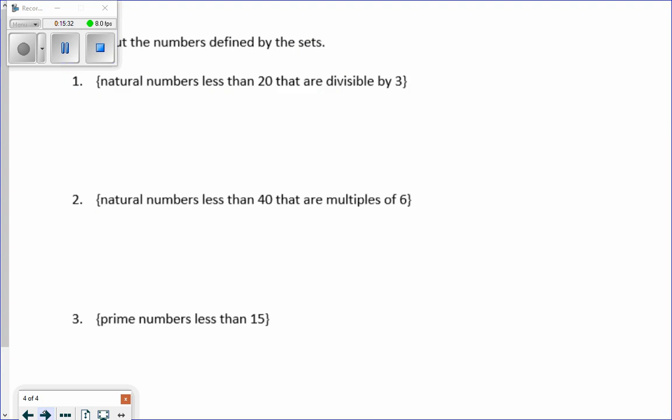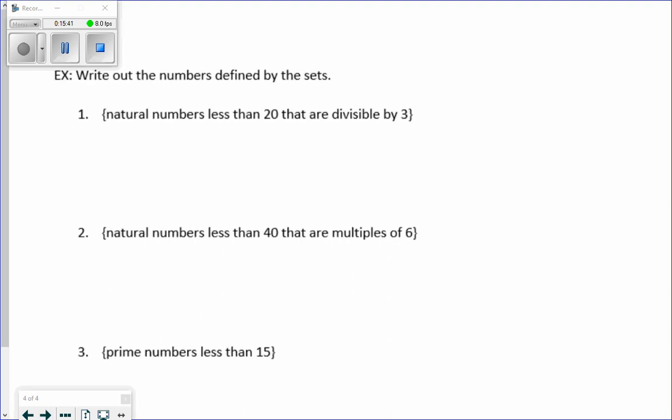Okay, now more often than not, instead of the symbols, they just give you the sentence. So, if I just slide this down again. Write out the numbers defined by the sets. So again, sets. We want to write the answer as a set. So natural numbers, so this means 1 and up, less than 20. Notice not equal to 20, just less than 20. And they also have to be divisible by 3.